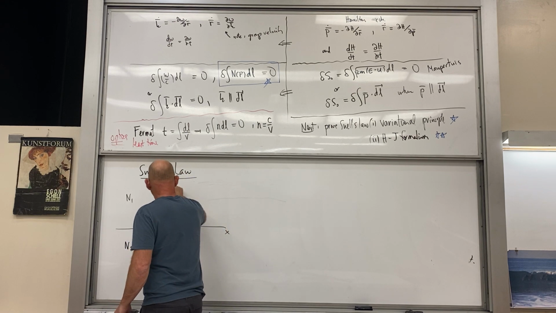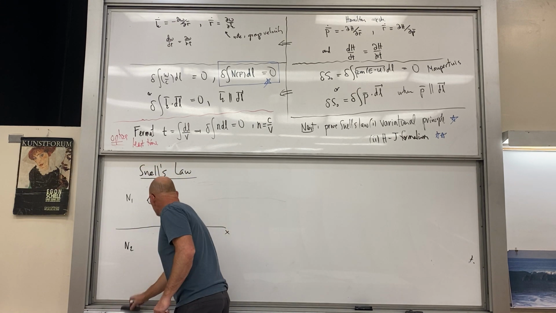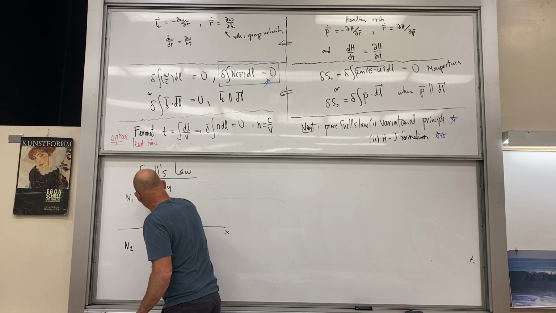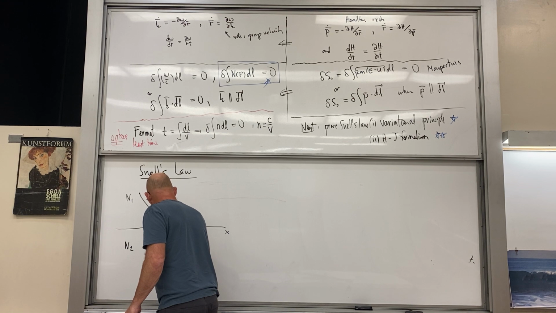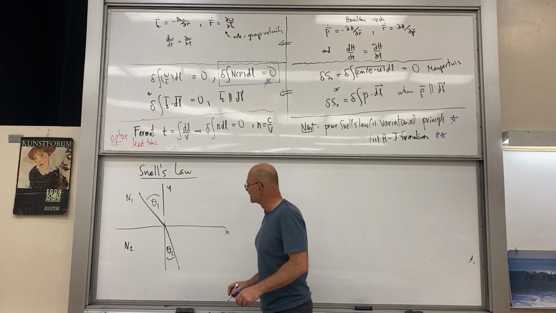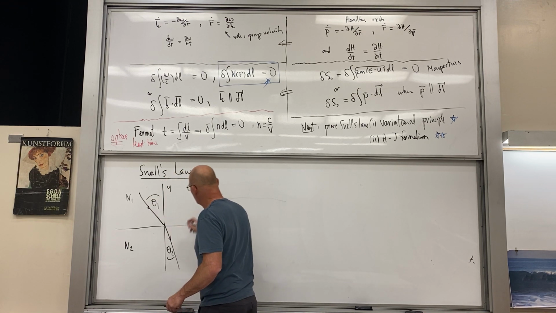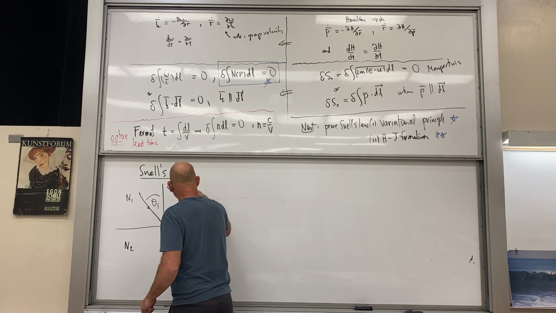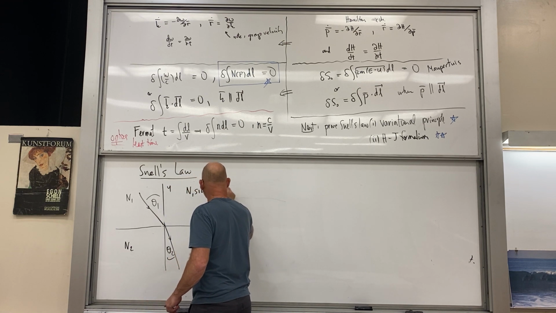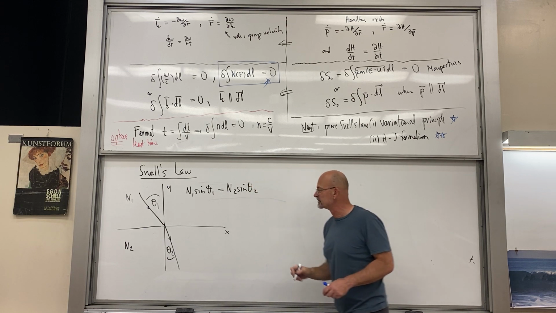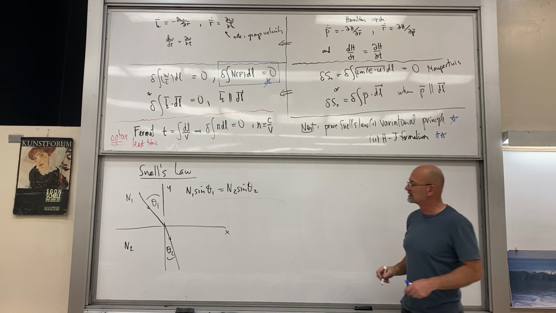Here's our X and Y axes. Actually, let's have it come in at a little shallower angle. So there's our theta 1. And if N2 is greater, theta 2. We have the angle of incidence, angle of refraction, and then we know N1 sine theta 1 equals N2 sine theta 2.